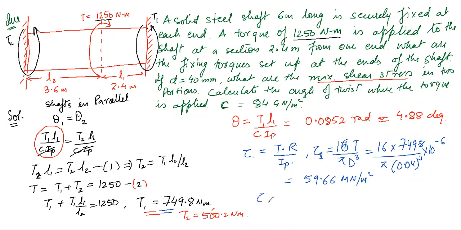If you want to find the tau for T2, it is defined as 16 T2 by pi D cube. Only the value of T2 needs to be changed. When you solve, you get 39.8 mega newton per meter square. So if the question asks for the maximum shear stress, then your answer would be 59.66 mega newton per meter square.